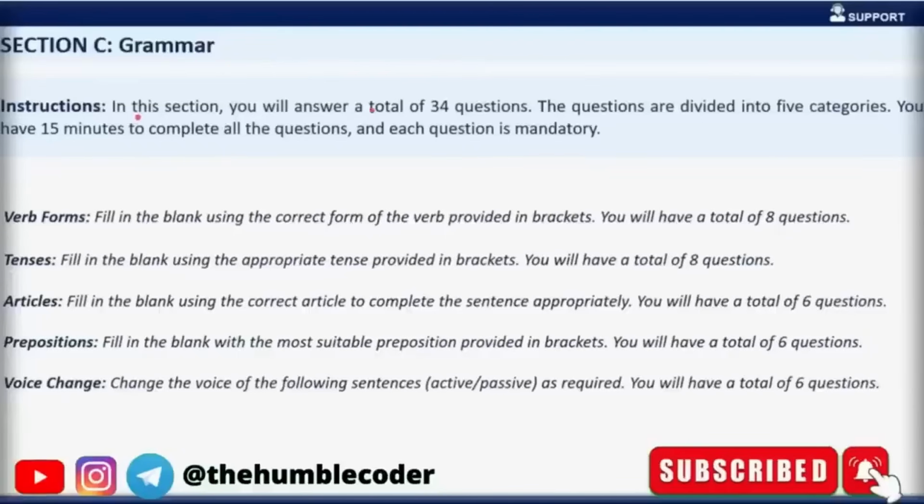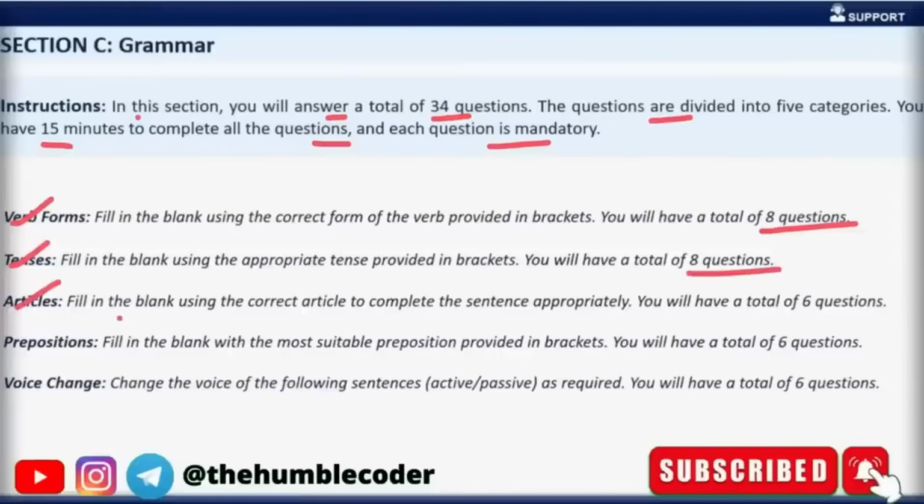In this section, you will answer a total of 34 questions. The questions are divided into 5 categories. You will have 15 minutes to complete all the questions, and each question is mandatory. First one is verbal forms. Fill in the blanks using the correct form of word provided in brackets. You will have 8 such questions. Next set of questions will be like fill in the blanks using the appropriate tense provided in the brackets. You will have again 8 questions for them too.